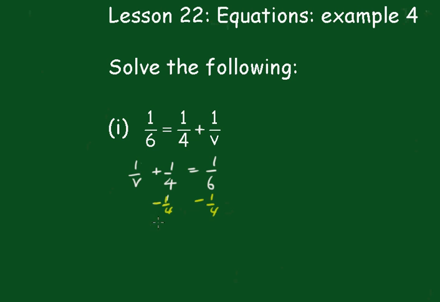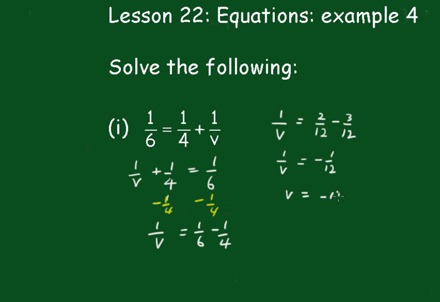Okay, so 1 on v equals 1 on 6 minus 1 on a quarter. Now you use your calculator, or we could say common denominator of twelfths, so that's 2 twelfths minus 3 twelfths. So 1 on v equals minus 1/12. So flip them, v equals minus 12.